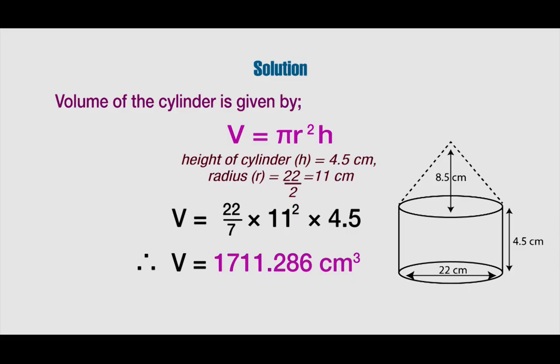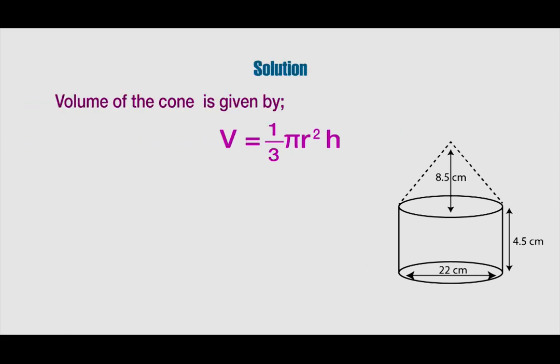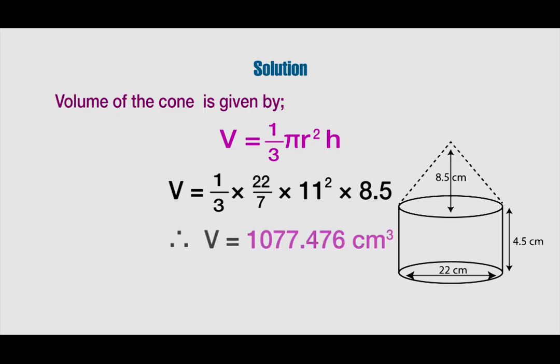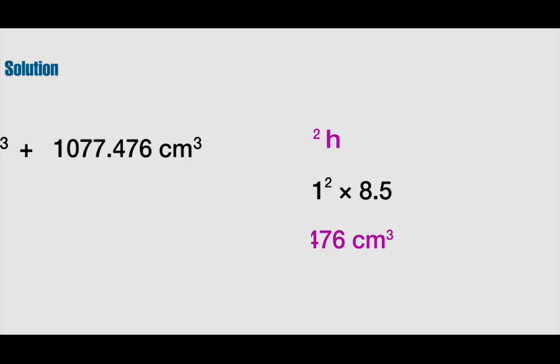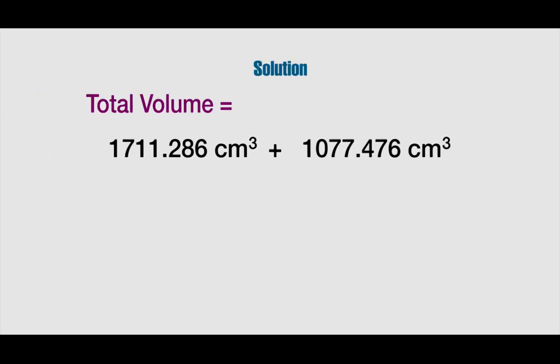Now the volume of the cone. We know that is 1/3 pi r squared h. So we do our substitutions, and we have 1/3 times 22 over 7 multiplied by 11 squared multiplied by the height, which is 8.5. Using our calculators, we have the volume to be 1,077.476 centimeters cubed.